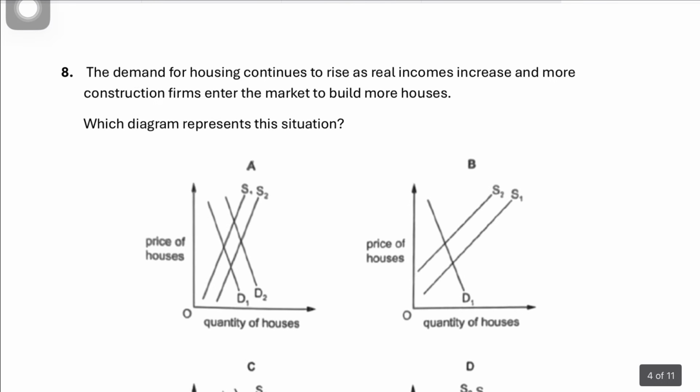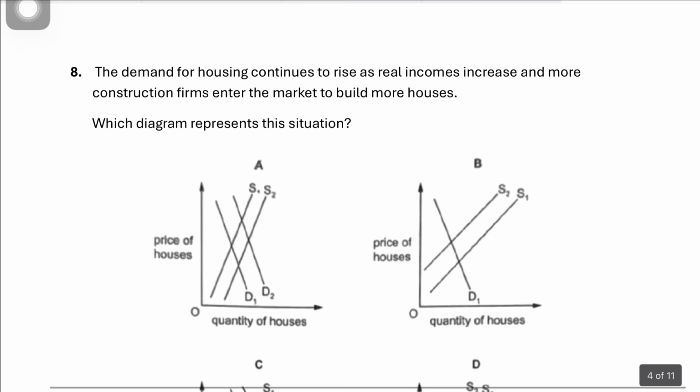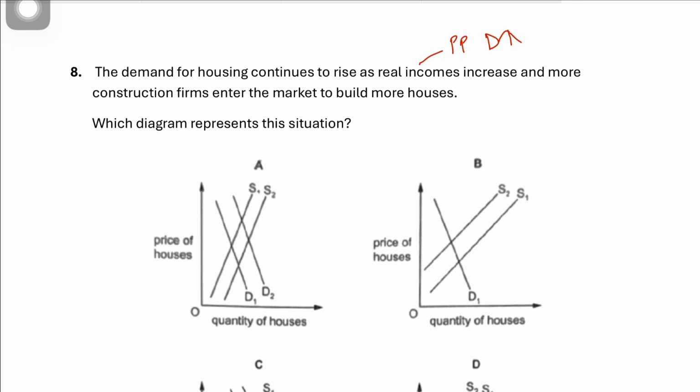Question number 8 says the demand for housing continues to rise as real incomes increase and more construction firms enter the market to build more houses. Which diagram represents the situation? If real incomes are rising, purchasing power is rising, so demand has to increase. More construction firms enter the market to build more houses. This would mean that supply will also increase. It will shift to the right, that would be S1 to S2, D1 to D2. A for Alpha has to be the correct answer.